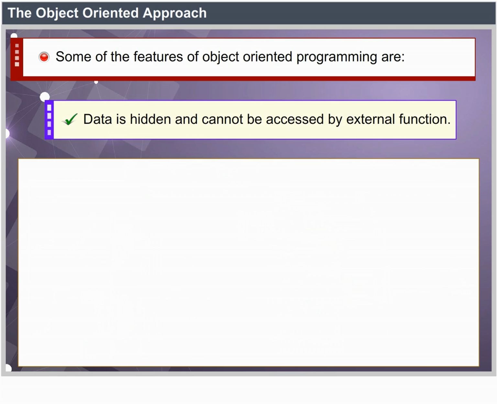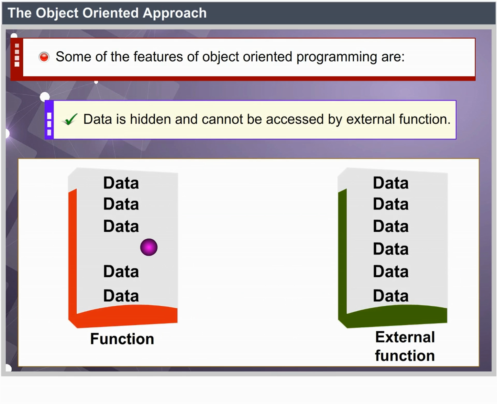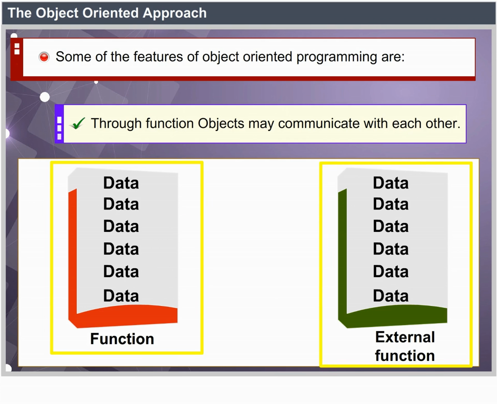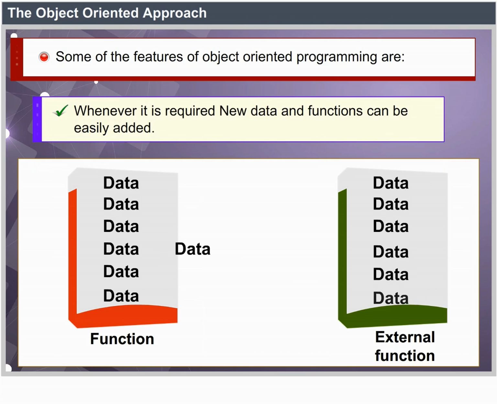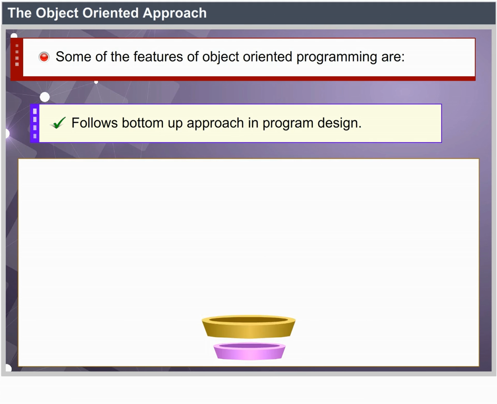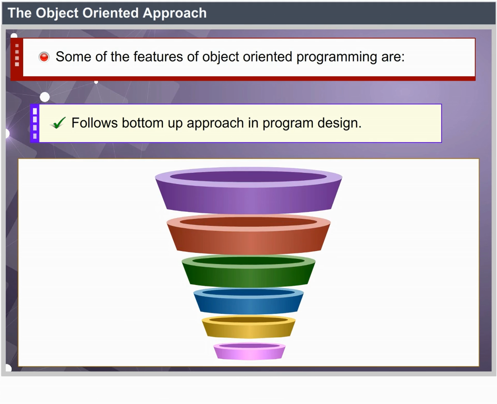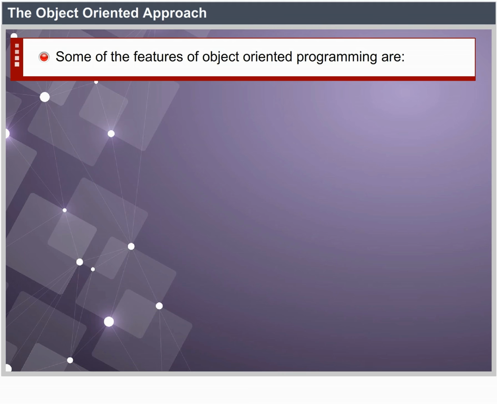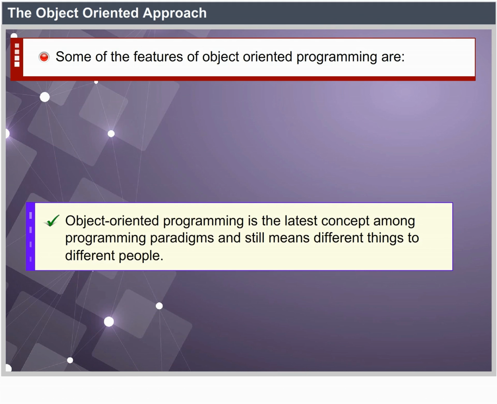Data is hidden and cannot be accessed by external functions. Objects may communicate with each other through functions. New data and functions can be easily added whenever necessary. It follows a bottom-up approach in program design. Object-oriented programming is the most recent concept among programming paradigms and still means different things to different people.